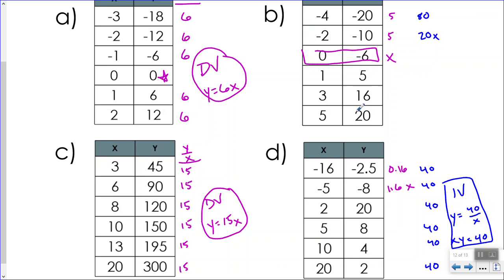Alright, so remember for the inverse variation we're looking for that constant product. So we check -4 times -20 is 80, -2 times -10 is 20, so those are not the same, so that cannot be an inverse variation. We move on to the next table, again looking for that constant product of y times x, and every single time we get 40. So that means this is an inverse variation, and we can write that as either y equals 40 over x or xy equals 40.